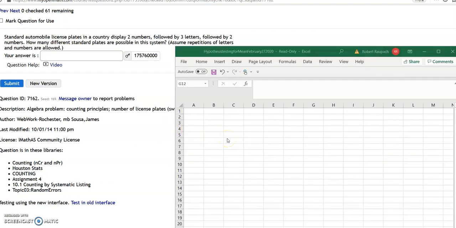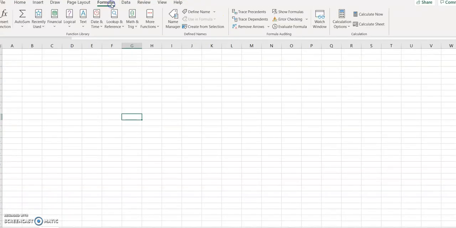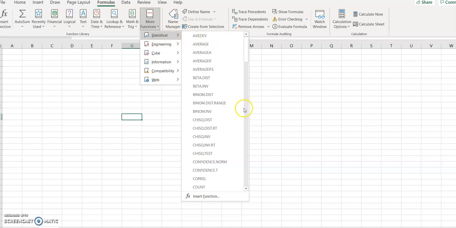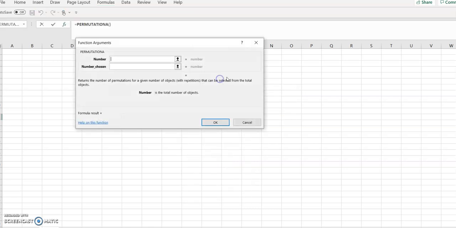Best way to do this one is use Excel. If you have some calculator that you know how to use, that's fine too. But if you don't, the best way to do this is Excel. All right, go to Formulas, More Functions, Statistical, and go to Permutation A. Permutation A right here.